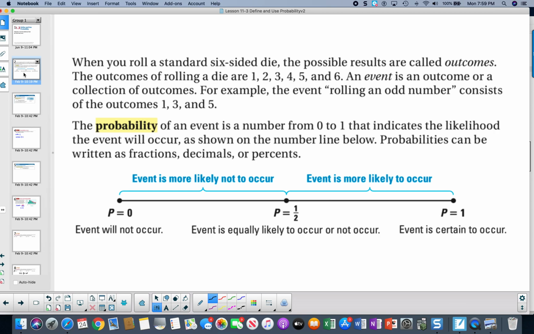Probability, the lowest is 0 up to 1. 0 meaning the event will not occur, and 1 meaning the event is certain to occur. And all in between are our probabilities.